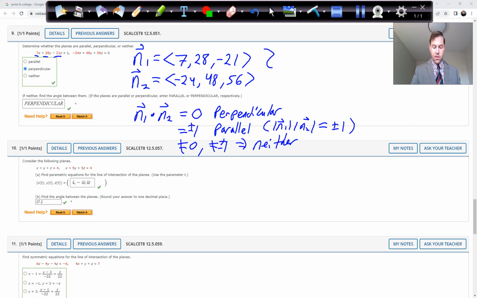But it turns out in this one we don't have to do too much work, because if you take the dot product of these two vectors, at least the two I had, I got 0, and then therefore it's perpendicular. So mine weren't too bad. So again, dot product, you would multiply 7 and negative 24, you would multiply 28 and 48, you would multiply 21 and 56, and then you would add those up. And in my case, it turns out to be 0.